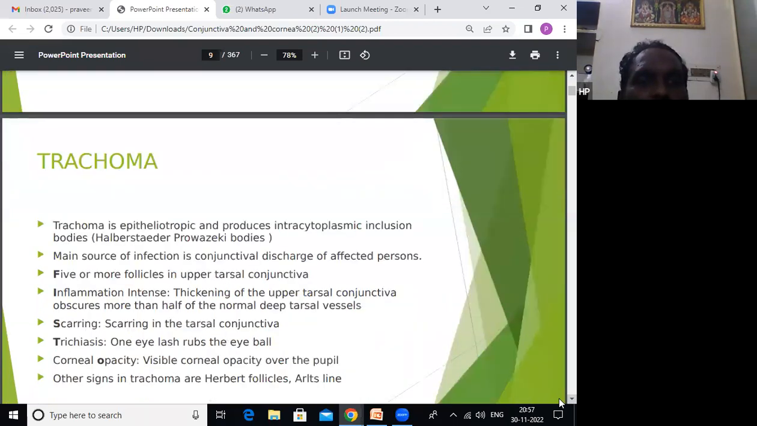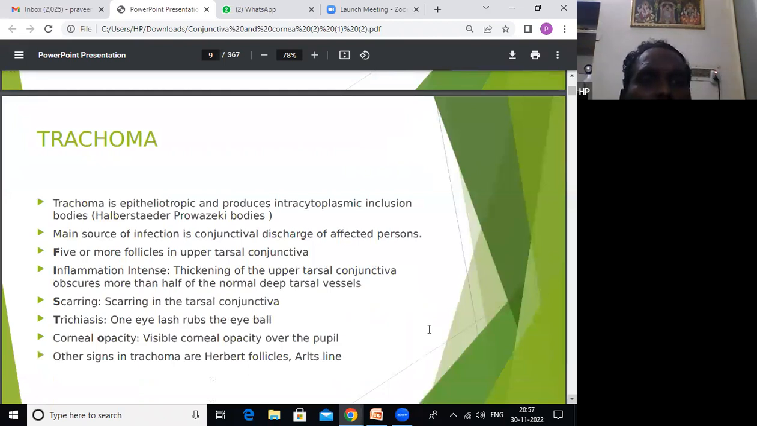Here, the most common question they have asked is on trachoma FISTO staging, which will have so many questions. F stands for follicles. FISTO qualifies for 5 or more follicles in the upper tarsal conjunctiva. Then I stands for inflammation intense, where there is thickening of the upper tarsal conjunctiva which obscures more than half of the normal tarsal vessels. Then S stands for scarring, where there is scarring in the tarsal conjunctiva, and the scarring in the tarsal conjunctiva is called Arlt's line.